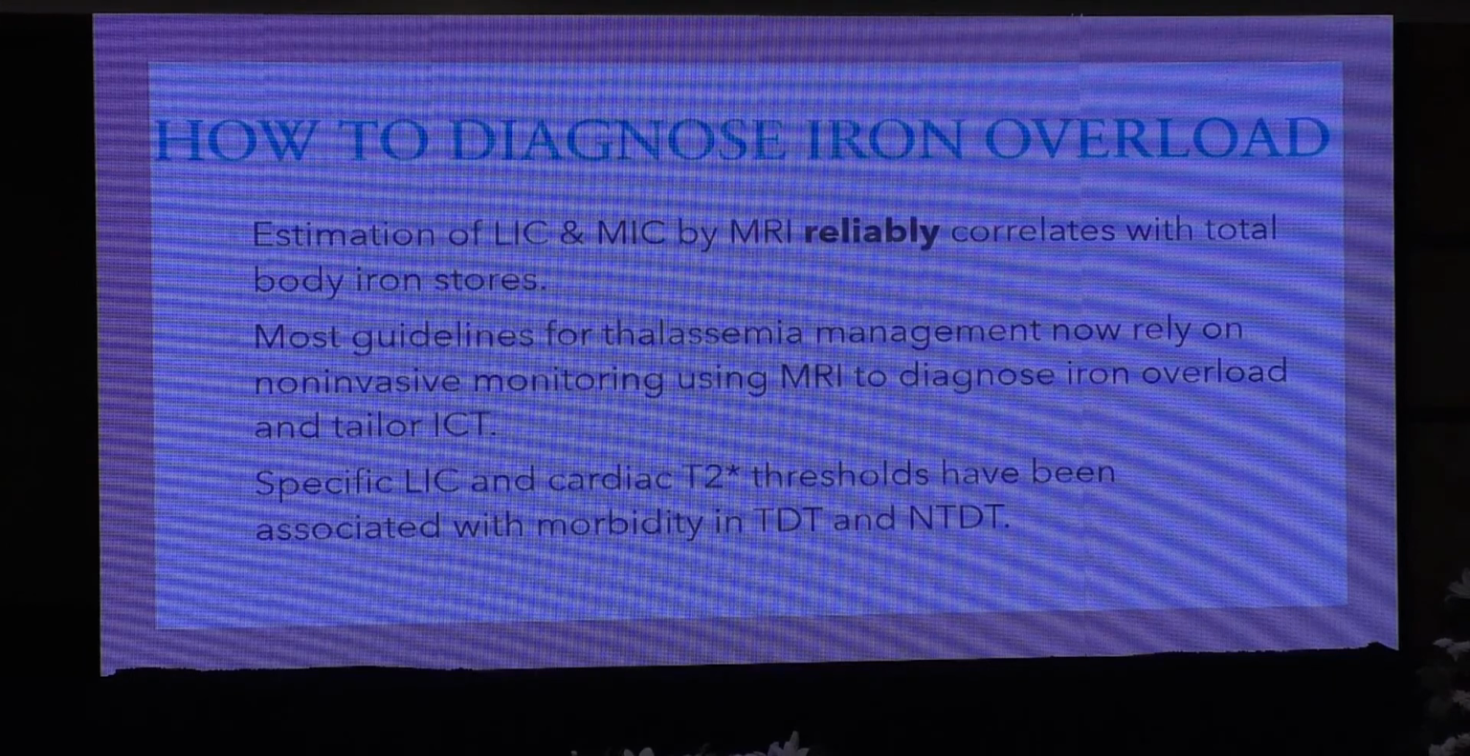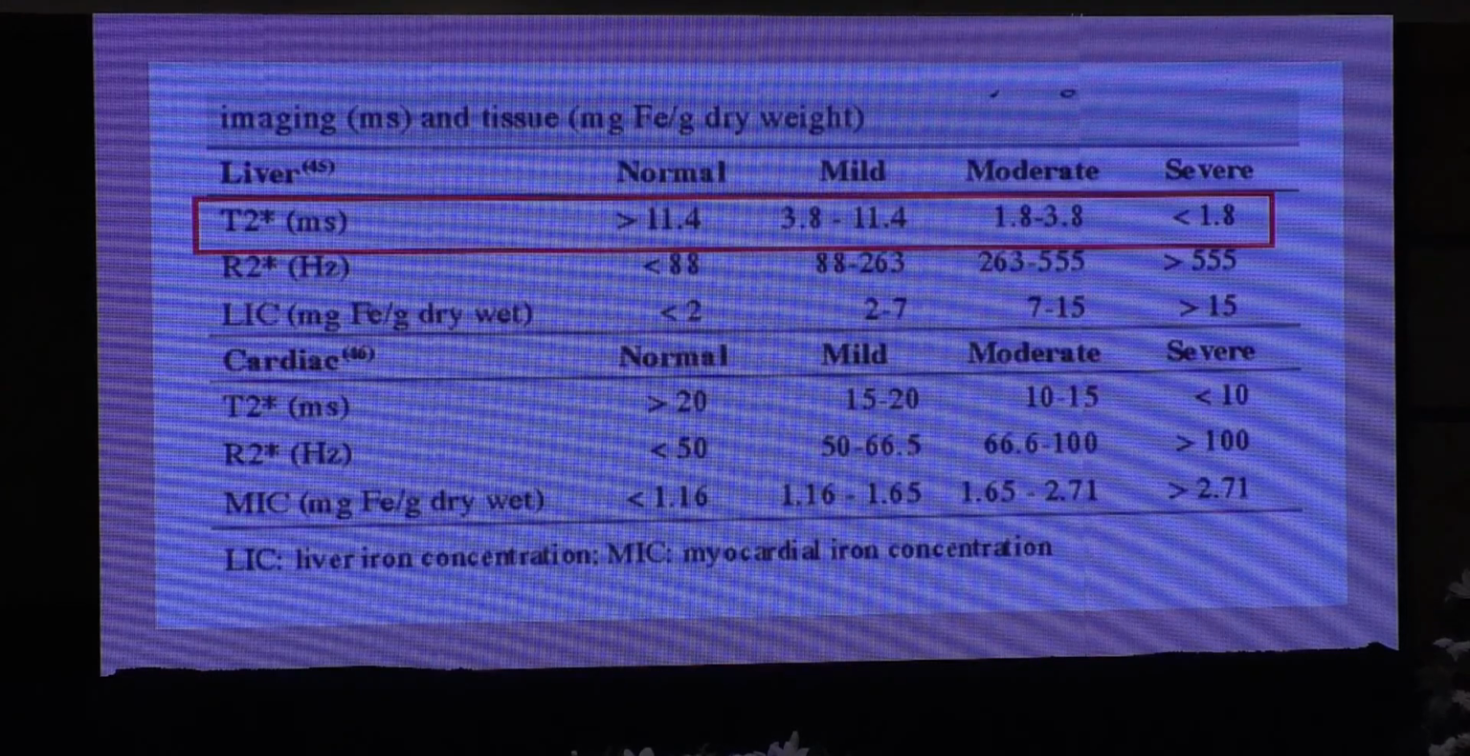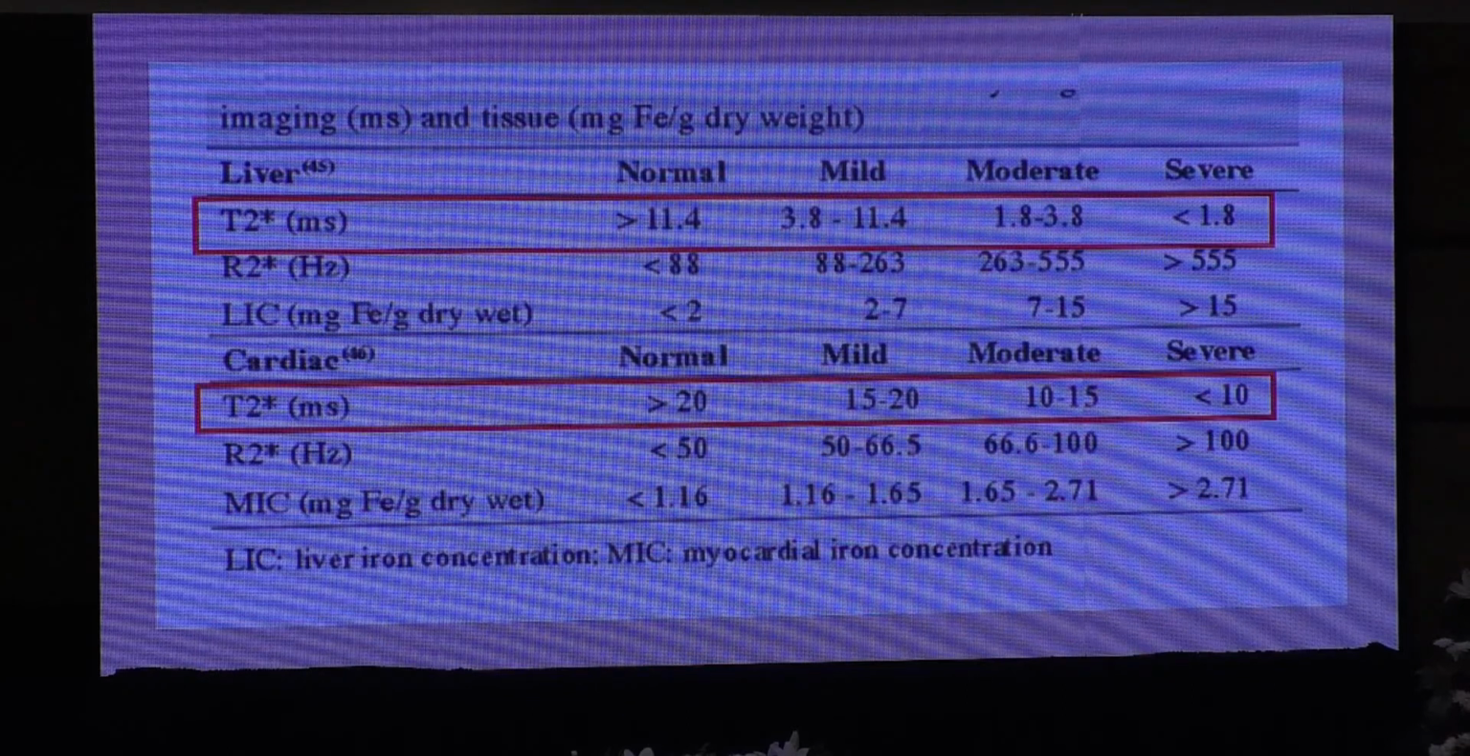It's superior now, and it's used by most guidelines for thalassemia management as a reliable method, and it correlates directly with the iron overload status of the body if we measure the liver iron concentration or the myocardial iron concentration. This is the normal and the abnormal values of LIC and MIC we use. It's noted that the T2 star is measured in milliseconds, and LIC is measured in milligram iron per gram dry weight. It's severe when it's less than 1.8. Regarding the cardiac MIC, it is severe if it's less than 10.